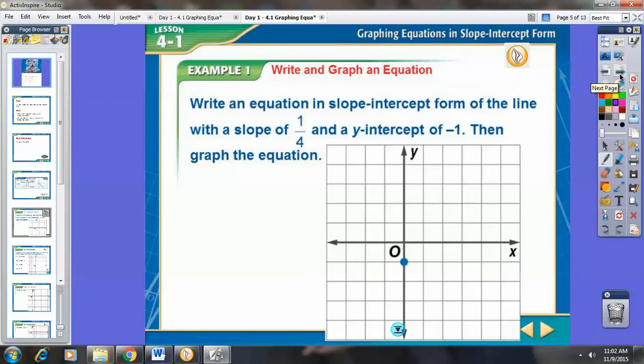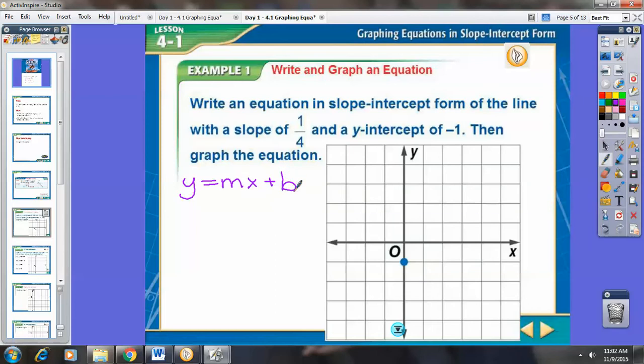Okay, so let's look at this first example. It says to write an equation in slope-intercept form of the line with slope of 1/4 and y-intercept of -1. Then graph the equation. They want us to write an equation in slope-intercept form. That's y equals mx plus b form.